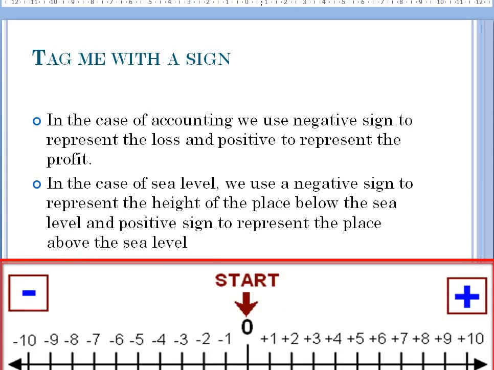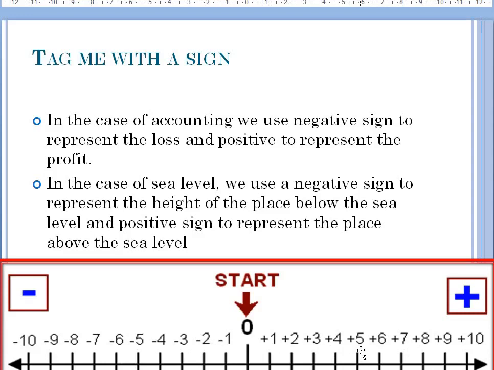This is a number line. It is 0 here, and to the right you have the numbers 1, 2, 3, all positive. To the left you have all the numbers negative: minus 1, minus 2, minus 3, minus 4, all these numbers. See that these are increasing here, and here also the numbers are increasing, but the actual value is decreasing. How? That I will show you.